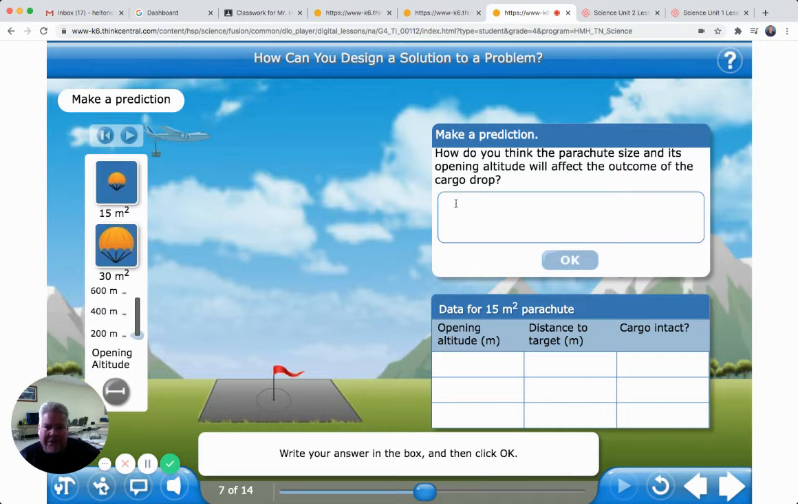And I think a smaller parachute would come down quicker. So let's say the smaller parachute would come down more quickly.